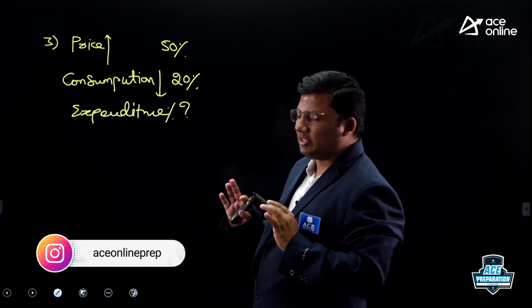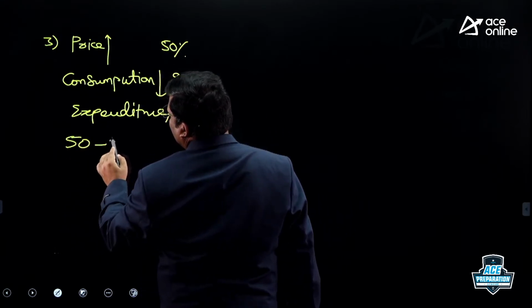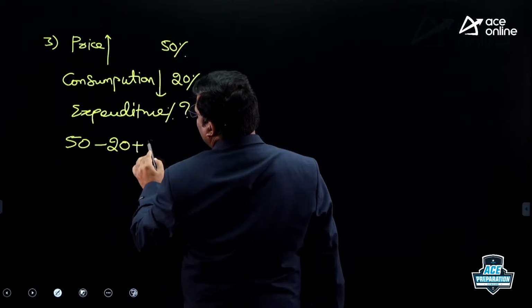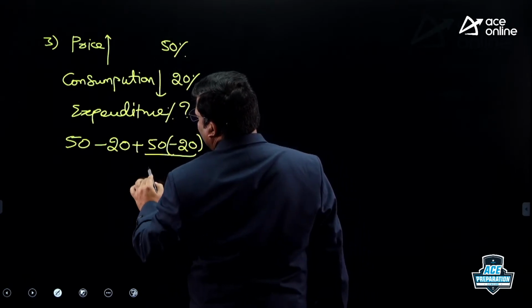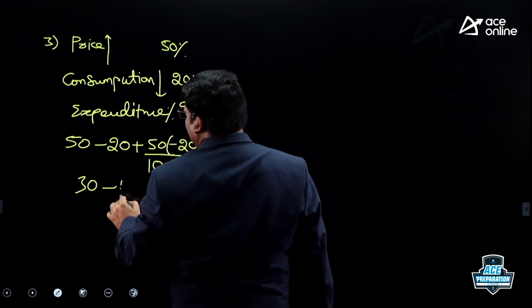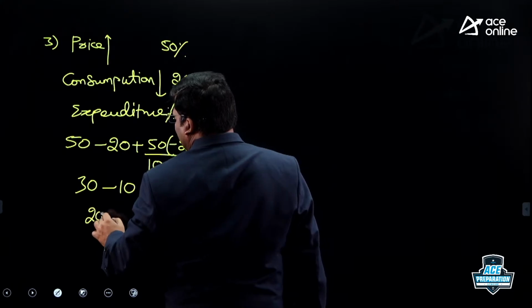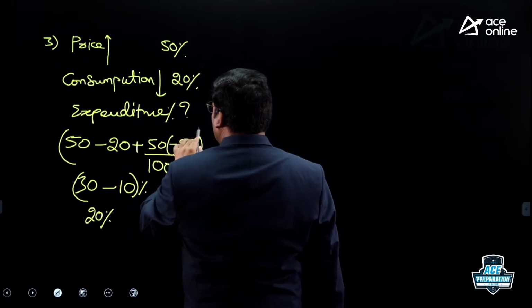Listen very carefully, sir. One way to do it: price is 50, consumption is decreasing, so minus 20. So 50 into minus 20 divided by 100. 50 minus 20 is 30. 30 minus 10, it is 20%.